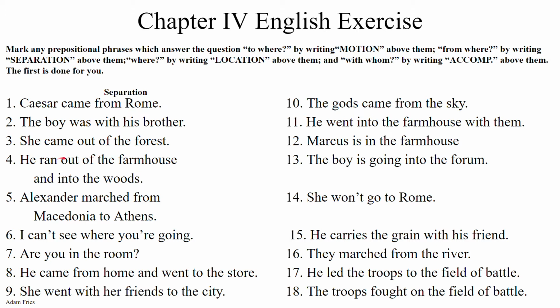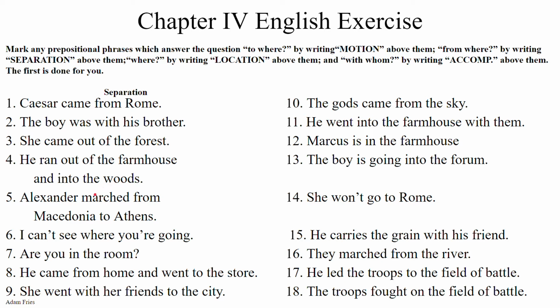Number four, he ran out of the farmhouse and into the woods. So out of the farmhouse, go ahead and write separation. That would be an ablative of separation, ex plus the ablative farmhouse. And, conjunction and, into the woods. Prepositional phrase, into, not just in the woods, that would be an ablative of location, but this is into the woods. This would be accusative motion. This is motion towards, so it would be in plus the accusative, in silvas, into the woods.